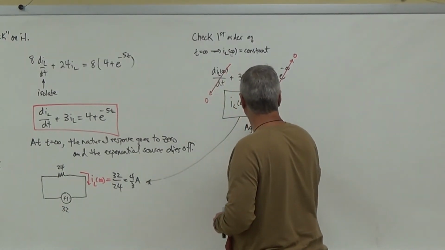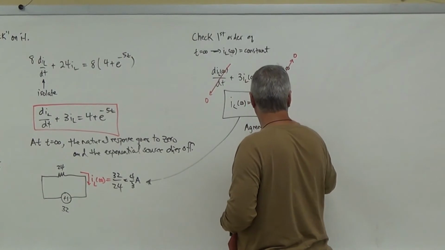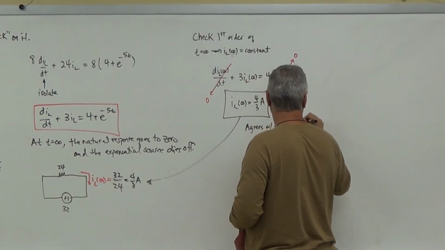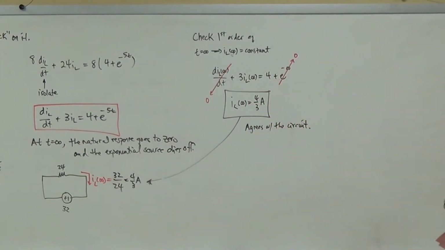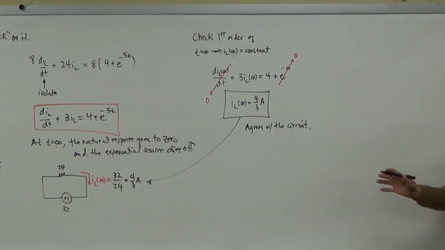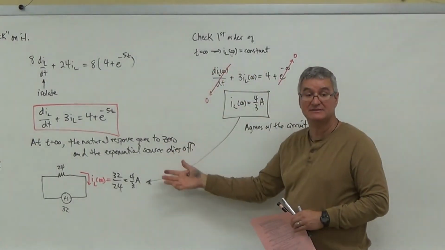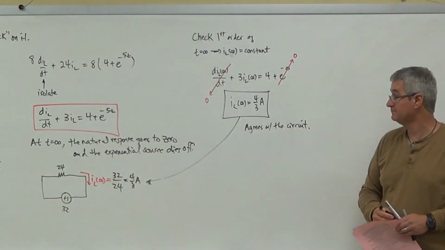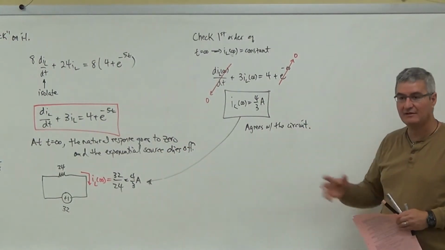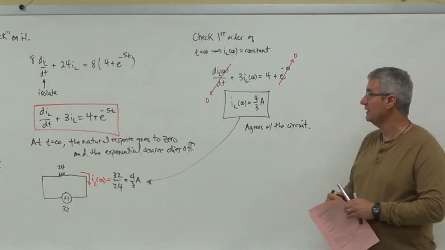In other words, it agrees with the circuit. So that means that at least our constants are good. That doesn't mean that you have the right equation, but it gives you more confidence that you're at least getting something reasonable. Okay, so now that I've checked it, I'm going to go on to step 2.